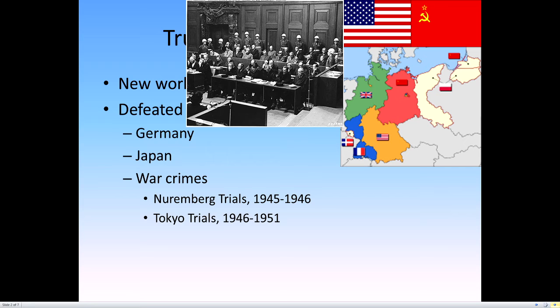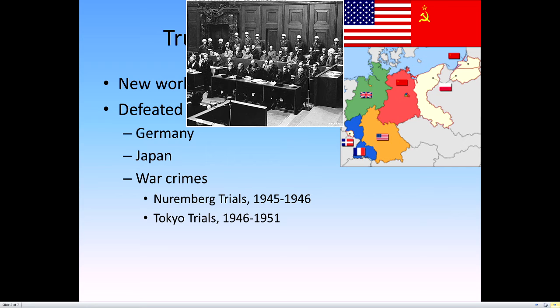Also, the crimes they committed against us, like the Bataan Death March in the Philippines, where after they took them over, they marched a bunch of U.S. prisoners of war, and if any of them slowed down, they would decapitate them, kill them, or torture them. And they did a lot of this torture to prisoners in these war camps.